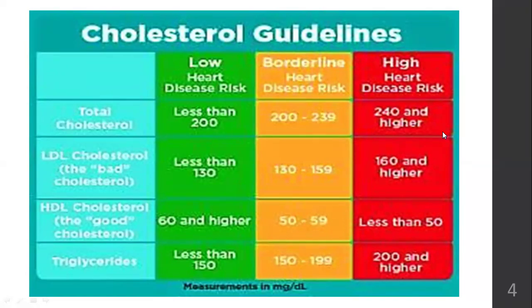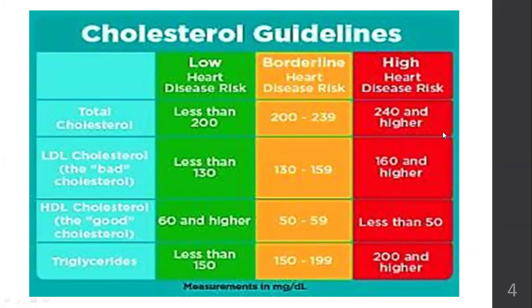LDL should be less than 130 mg per deciliter. 130 to 159 is borderline. 160 or higher is the heart disease category. HDL should be 60 or higher. If it is more than 60, it's good. If it is 50 to 59, it's average, borderline. If you have very low HDL, less than 50, it's bad.